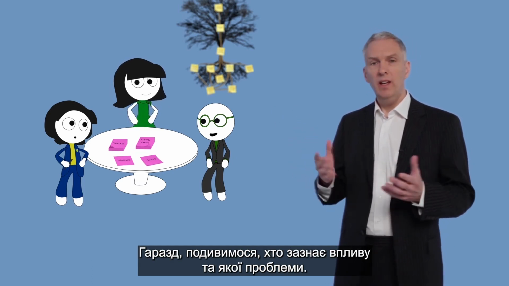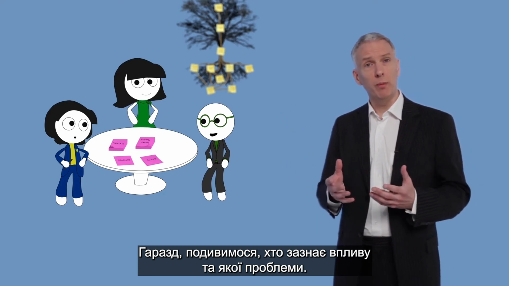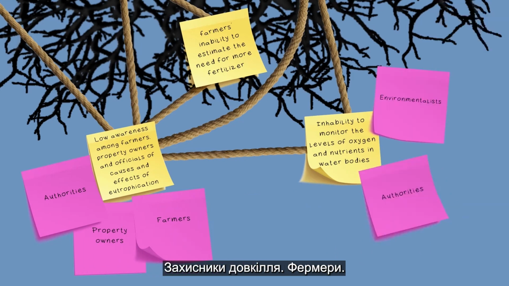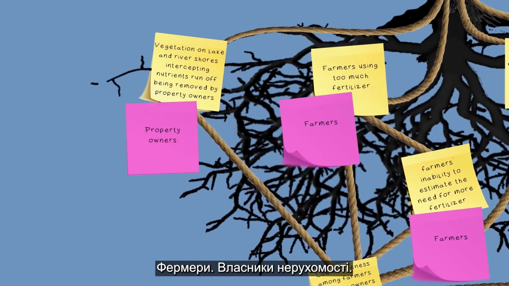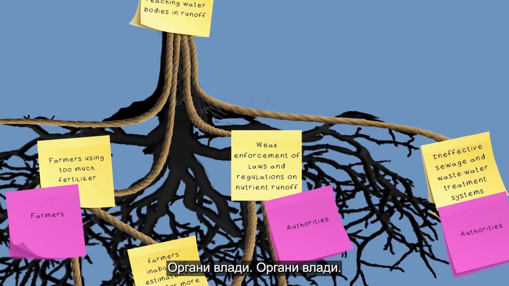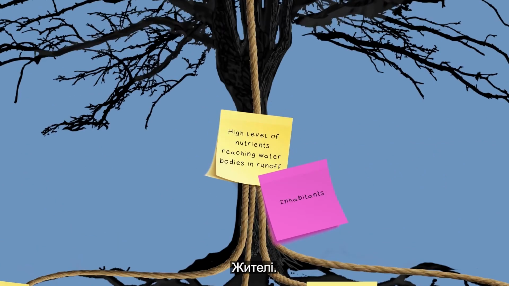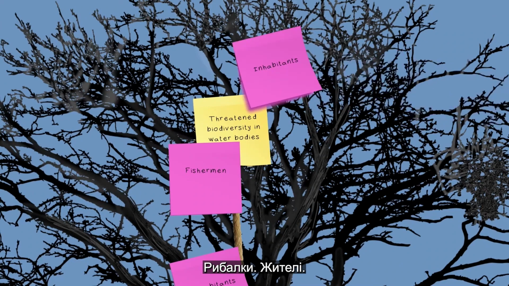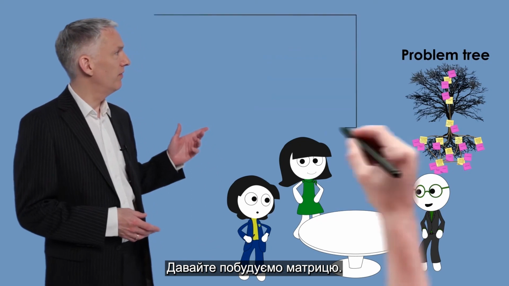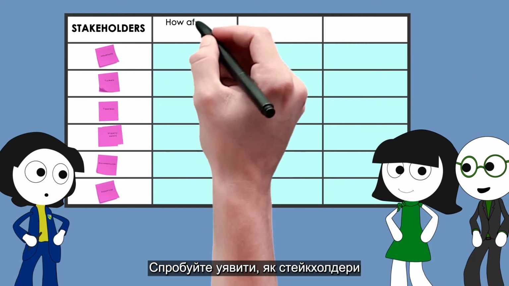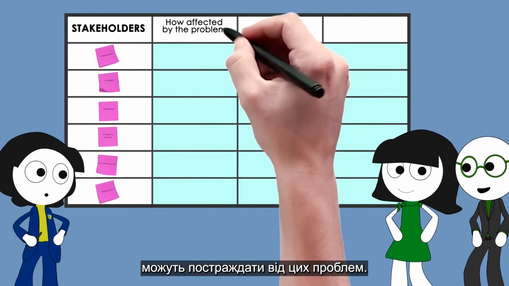Okay, let's see who is affected by which problem. Property owners, authorities. Farmers, authorities. Environmentalists. Farmers, property owners, authorities. Authorities. Inhabitants. Fishermen. Inhabitants. Let's put these in a matrix. Try to imagine how the stakeholders will be affected by these problems.